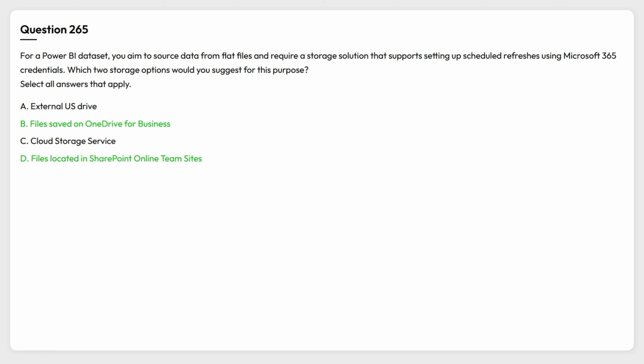The correct answers are option B. Files saved on OneDrive for Business. Option D. Files located in SharePoint Online team sites.